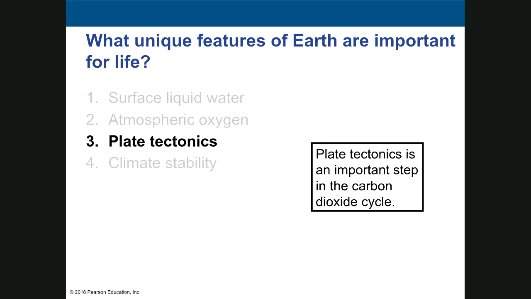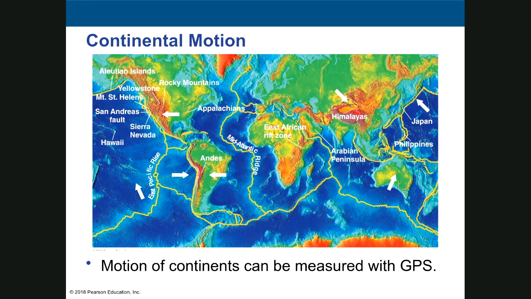If we look here, we can see continental motion. We can see the many plates of Earth that are outlined here. And the motion of continents can actually be measured with global positioning systems. So we actually have a lot more information in the last 15 years or so, since GPS has been launched, about the motion of continents.